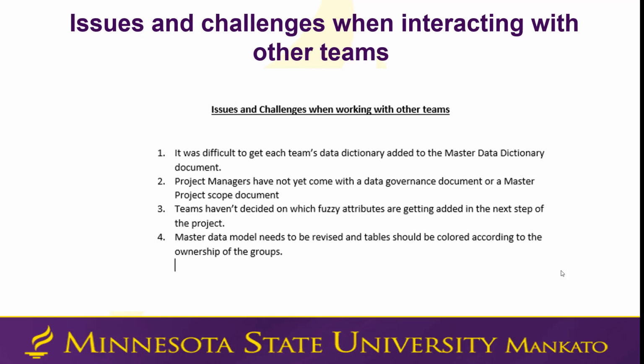The issues and challenges that we faced when interacting with other teams were that it was difficult to get each team's data dictionary added to the master data dictionary document. Also, the project managers have not yet come up with a data governance document or a master project scope document. And the teams haven't decided which fuzzy attributes are getting added in the next step of the project. So the master data model needs to be revised and the tables should be colored according to the ownership of the group.